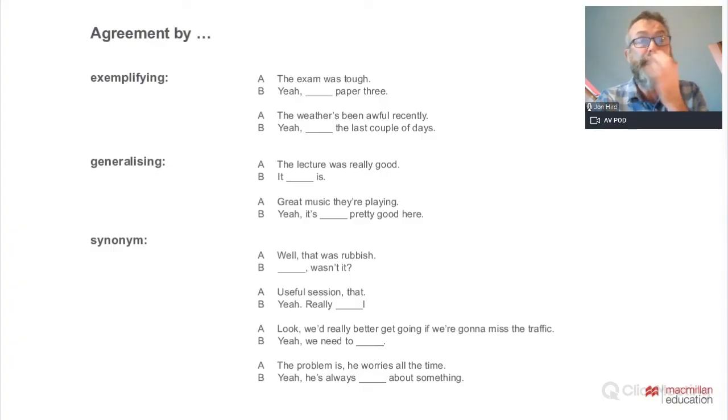We need to do some practice. So first we can practice on the form. Agreement by exemplifying. Yeah, especially paper 3. Yeah, especially the last couple of days. The lecture is really good. It usually is. Great music they're playing. Yeah, it's always pretty good here. Okay, over to you. Look at the agreement by synonym.